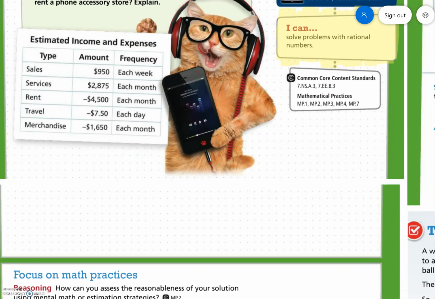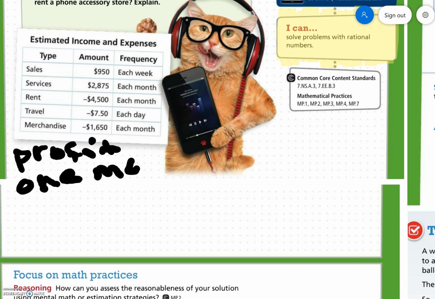So I want you guys to try this on your own. Figure out how much he makes in profit in 1 month. So you are finding the profit of 1 month. And from that profit, I want you guys to decide whether or not he should rent his store.